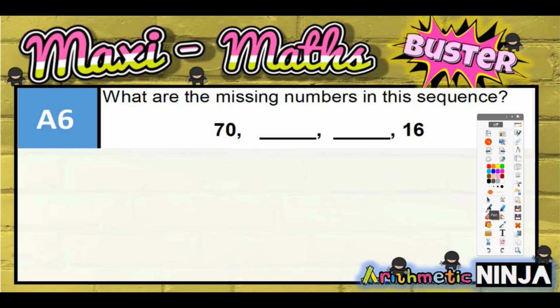Question 6, what are the missing numbers in this sequence? Now, this is a question that a lot of people struggle with because they make a classic mistake on this one. So let's have a look. So first thing we've got to do, we've got to find the big gap.